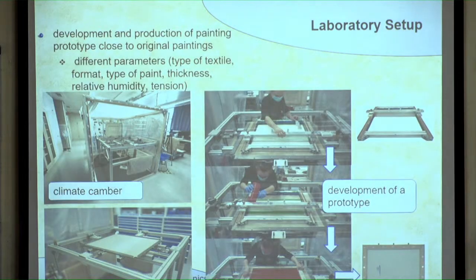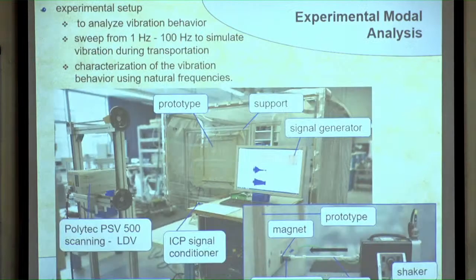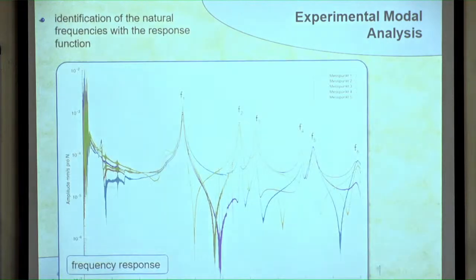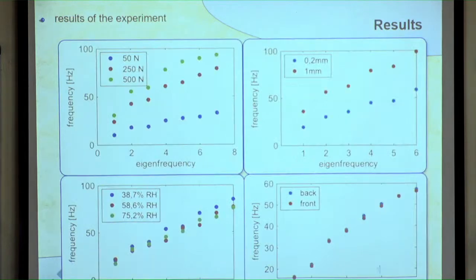Okay, I already mentioned the climate chamber. We had to think about good clamping devices. We had to think about ways to define and set up well-defined prototypes of different parameters and different kinds. We need signal generators, we need measurement devices, and suddenly it's a very nice engineering test bed which we have available here, with sensors, stingers, and so on and so on. And then we can do measurements and we can analyze what is happening here.